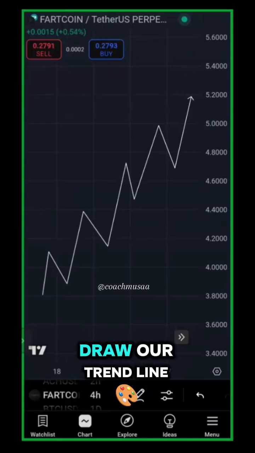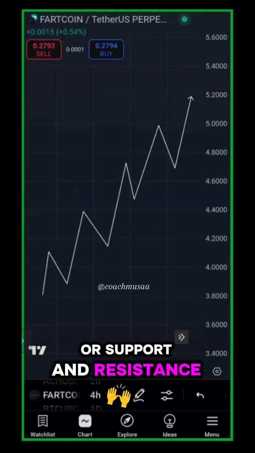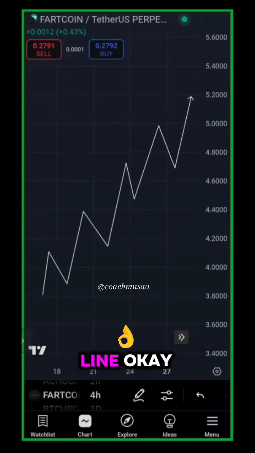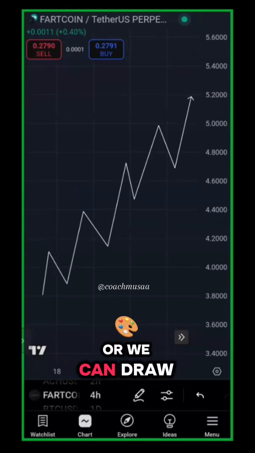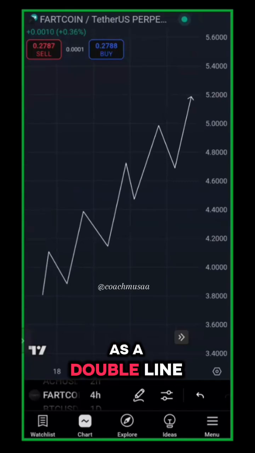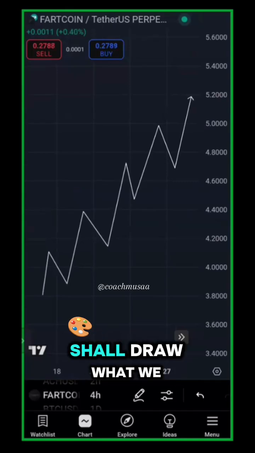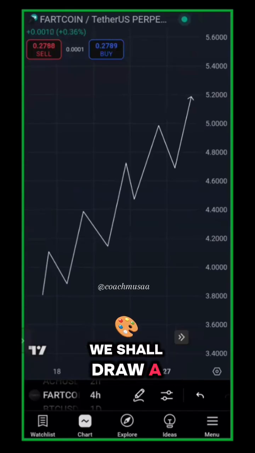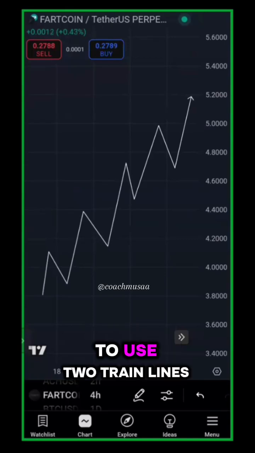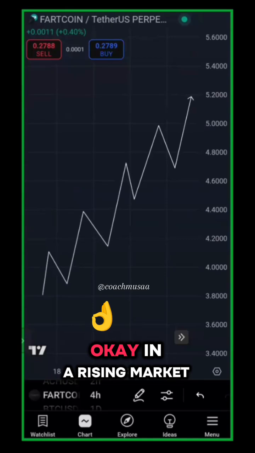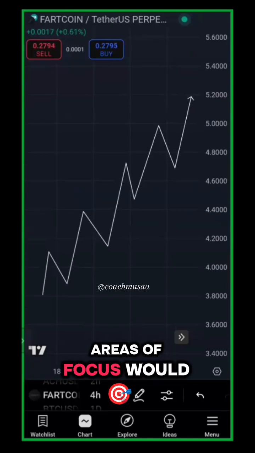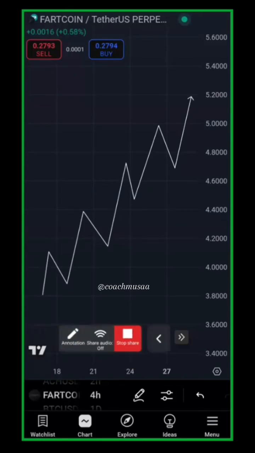Now, for us to draw our trend line or support and resistance in an uptrend, we can decide to draw it as a single line. Okay, or we can decide to draw it as a double line, in which case we shall draw what we call a channel. Right, we shall draw a channel if you decide to use two trend lines in a rising market.